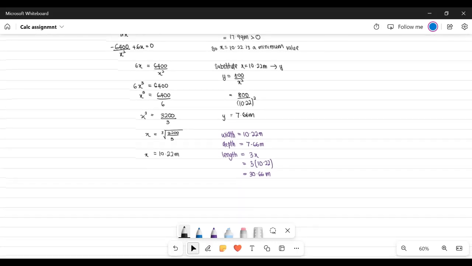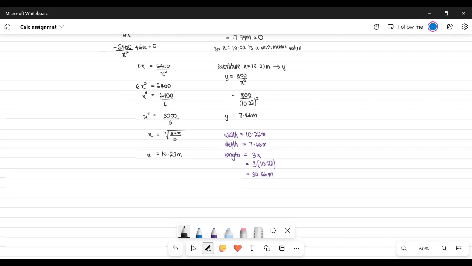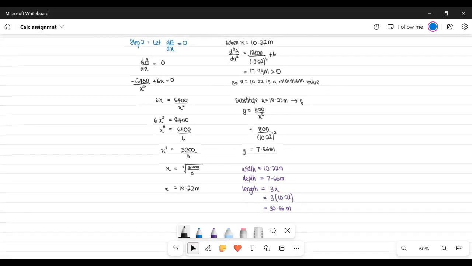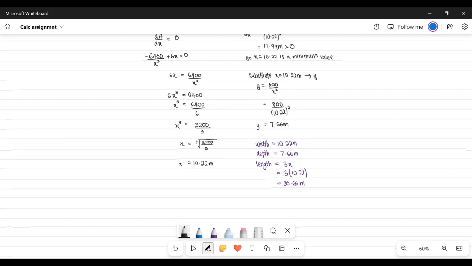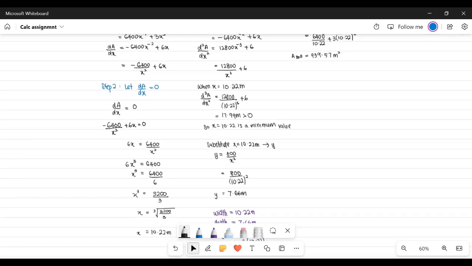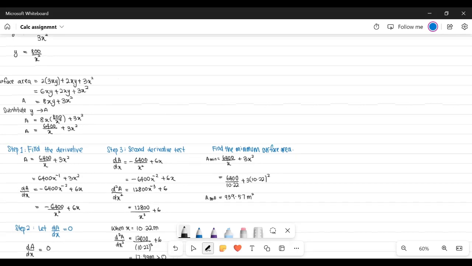So the width here is x, which is 10.22 meters. The depth is y, which is 7.66 meters, and the length is 3 times x, which is 3 times the width. When we substitute the value of x, you will get 30.66 meters. Okay, that's for finding width, depth, and length. So next we move to finding the minimum surface area of the pool.